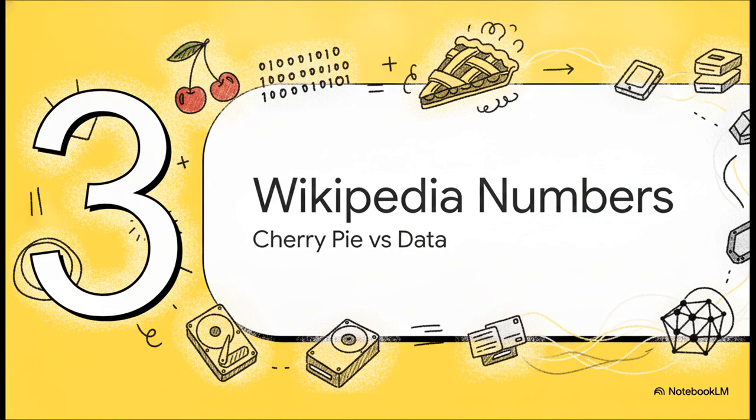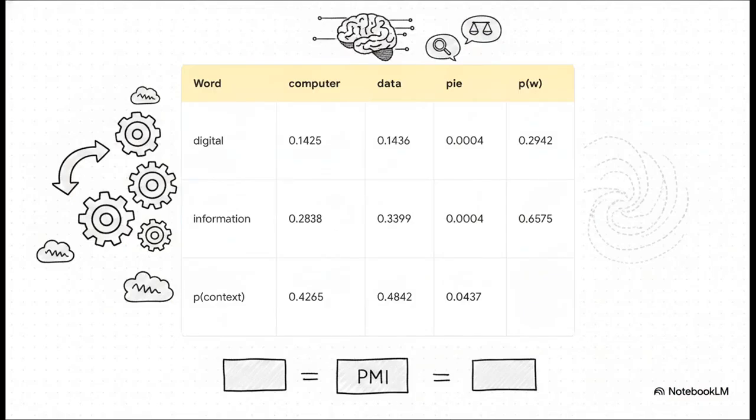Moving right along to section 3, crunching the Wikipedia numbers. Let's pit cherry pie against digital data. Now, what's really interesting here is that to get our data ready for the PMI formula, we first have to convert those raw counts into joint probabilities. We're calculating the likelihood of seeing a specific word and context together out of the entire corpus, like, for example, the marginal and joint probabilities of information and data. Basically, we're mathematically prepping the data so we can plug it directly into our PMI equation.